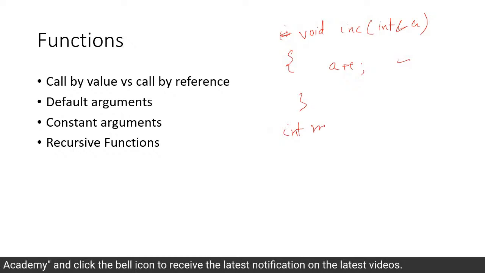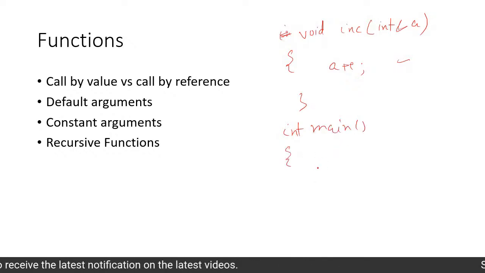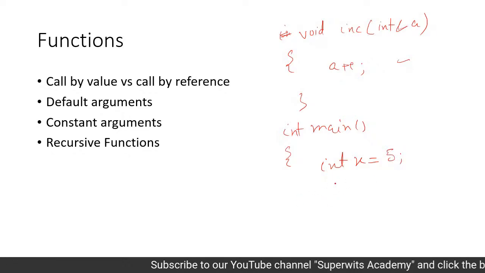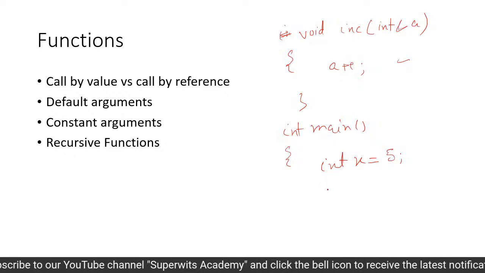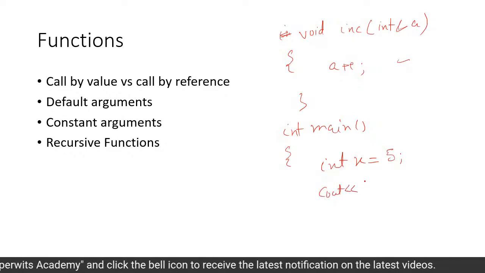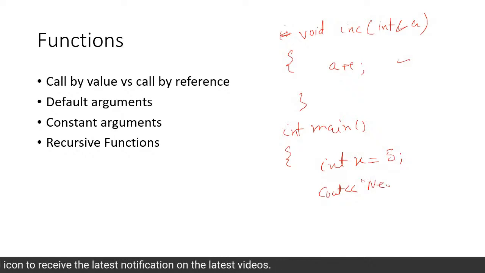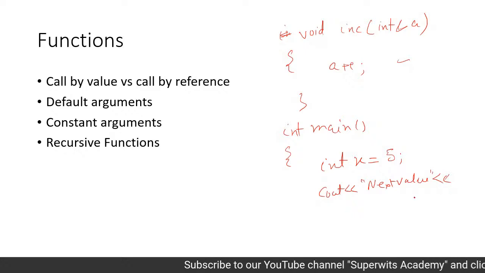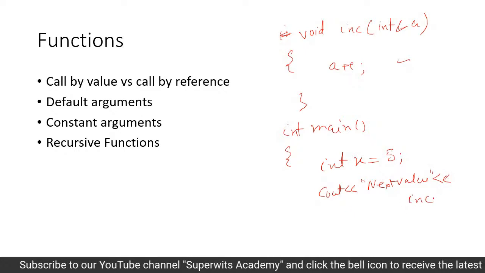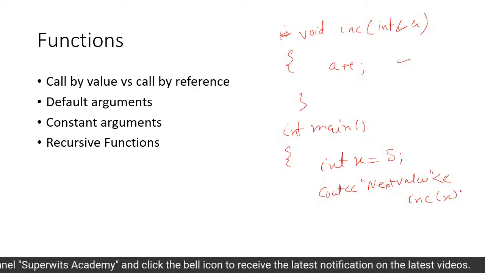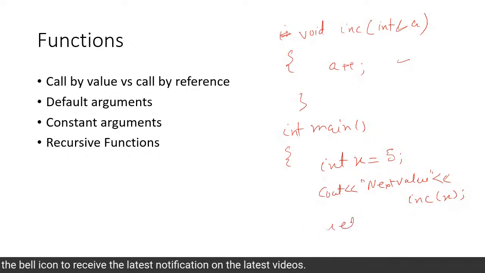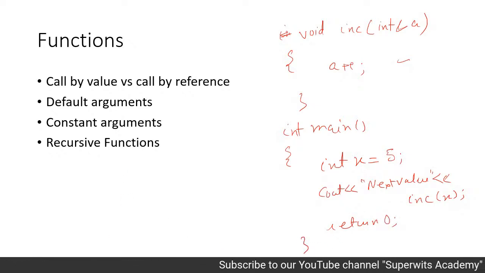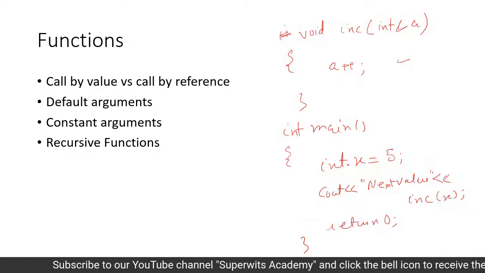So within the main method, let's say I define a variable x equals 5, and then I'm simply going to do a function call using a cout statement. And here the output will be next value, right? So I'm writing it in the next line. So inc, and the variable that I'm going to pass into this is x. Okay, and then because the return type is int, I'm going to pass 0 back to the main function call from the operating system.